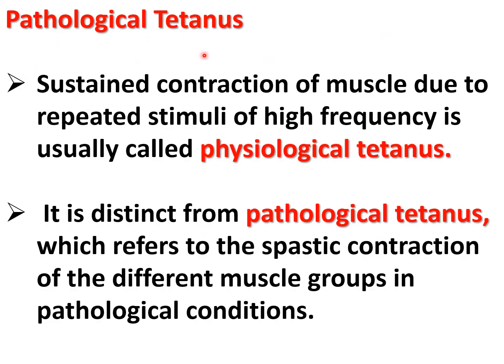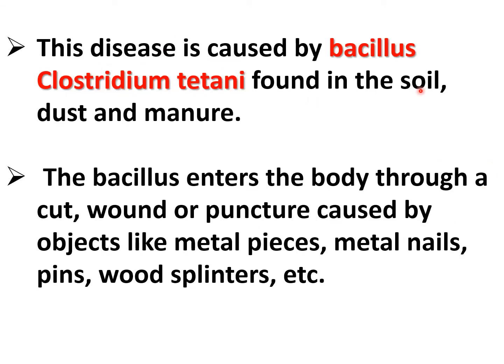Then pathological tetanus. Sustained contraction of the muscle due to repeated stimuli of high frequency is known as physiological tetanus. But it is distinct from pathological tetanus, which refers to the spastic contraction of different muscle groups in the pathological condition. And this disease is caused by Bacillus Clostridium tetani, that is found in the soil, dust and manure. The bacillus enters the body through a cut, wound or puncture caused by objects like metal pieces, nails, pins and wood splinters.